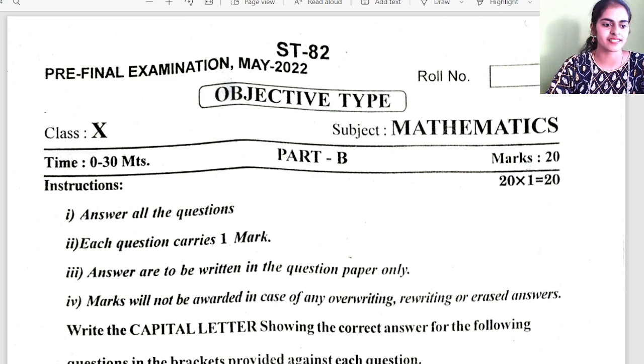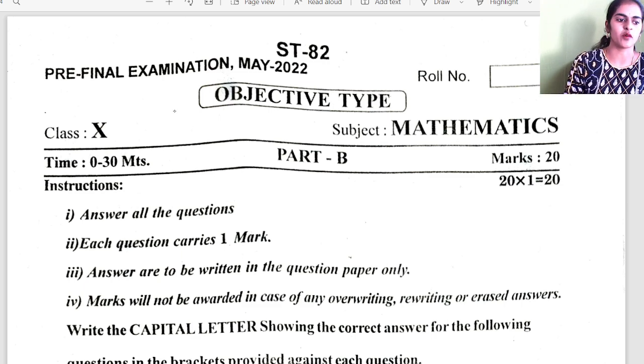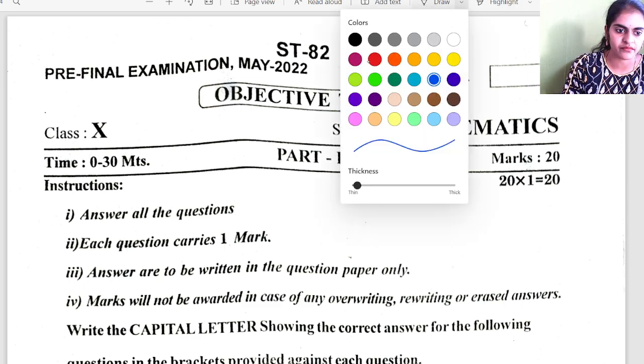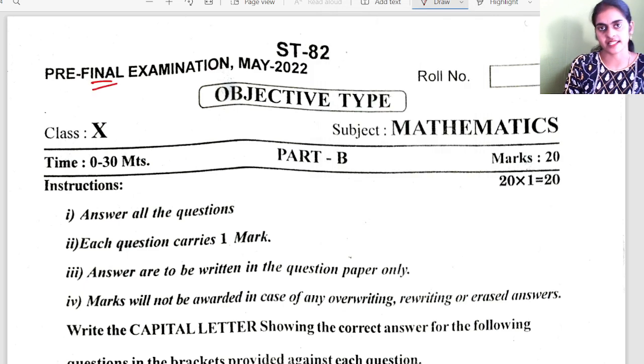So today let us discuss the next 20 questions of our part B. As I told you, this part B is going to be very important. These questions are given in the pre-final examination of Siddipet district. Okay, so we have discussed 20 questions yesterday. Now these are the next 20, right?